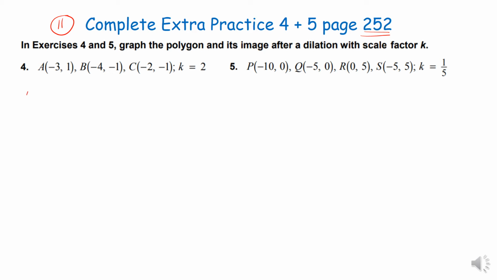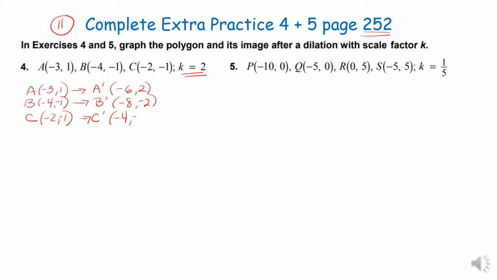Okay, so I have A, negative 3, 1, and I want to change that to A prime. I do that by multiplying X and Y by 2. So I get negative 6, 2. Then B is negative 4, negative 1. That goes to B prime, so that'd be negative 8, negative 2. And C is negative 2, negative 1. Multiply by 2, and I get negative 4, negative 2.